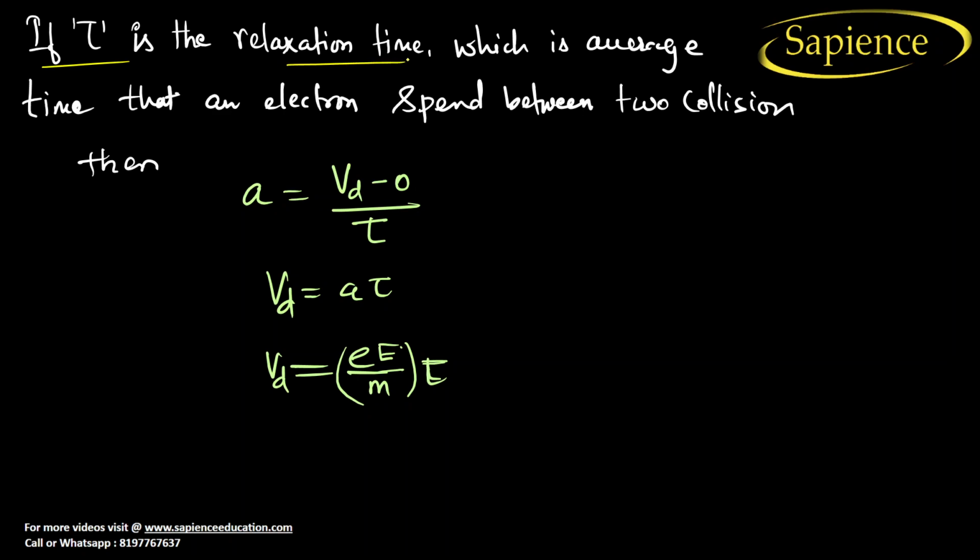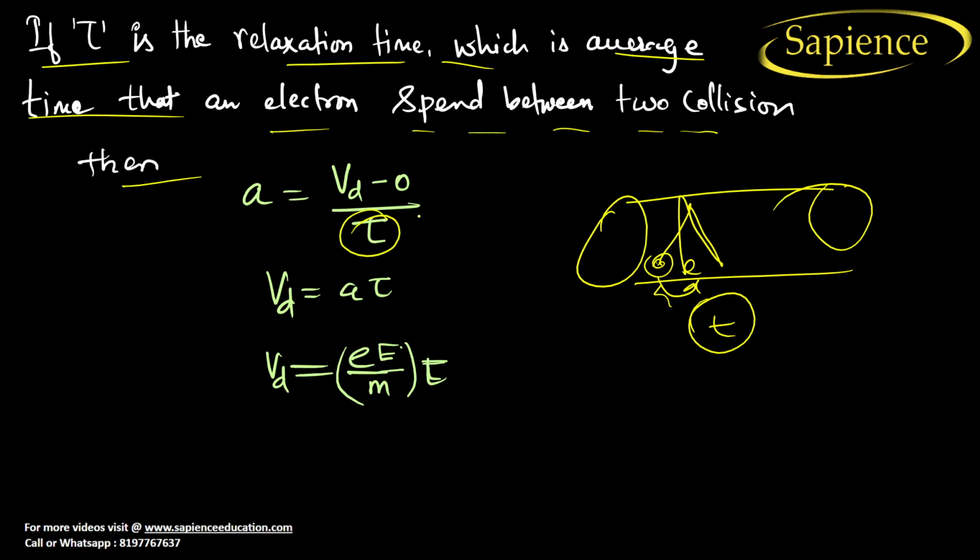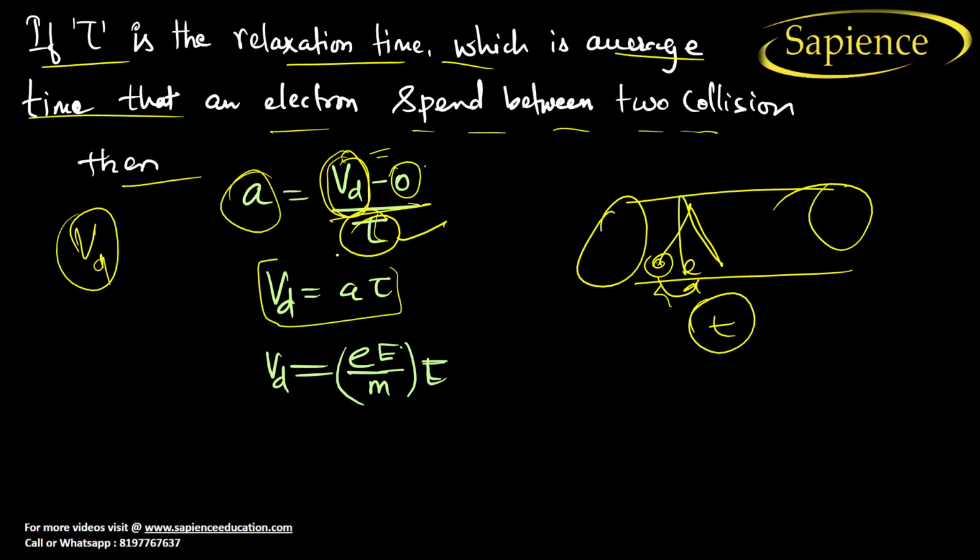Let tau be the relaxation time, the average time that an electron spends between two collisions. If there is a conductor and the electron moves like this, like this, it has done the drift. The time taken between two collisions is tau. The initial velocity was zero, the final velocity was Vd, that is the drift velocity. So the acceleration will be Vd minus zero, that is final velocity minus initial velocity, by time tau. So finally from here we have Vd equals acceleration into tau.